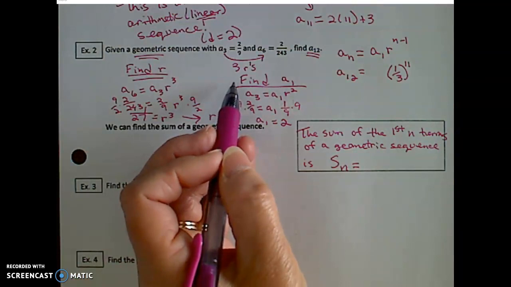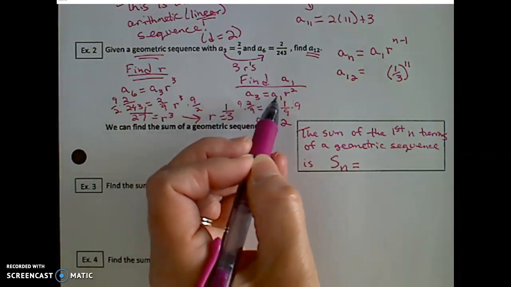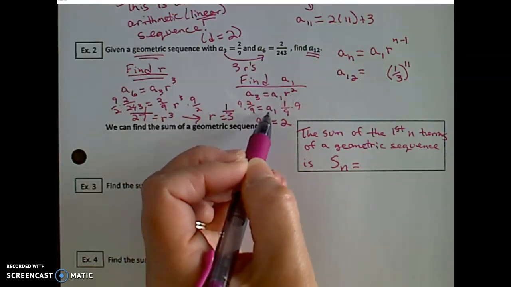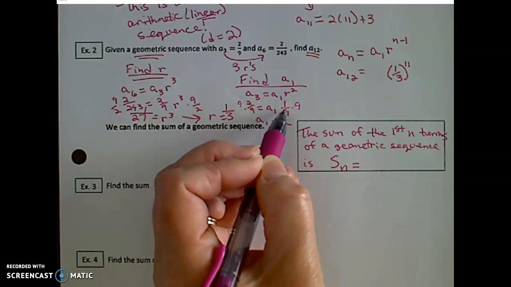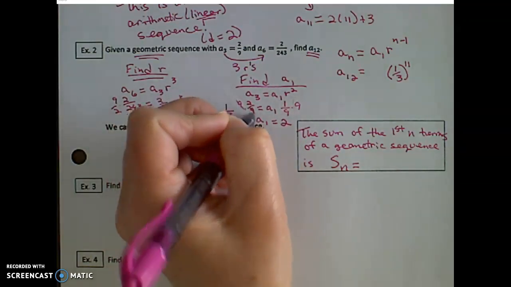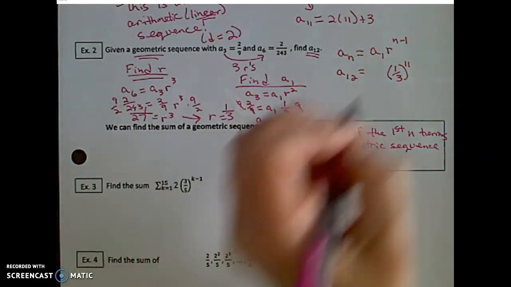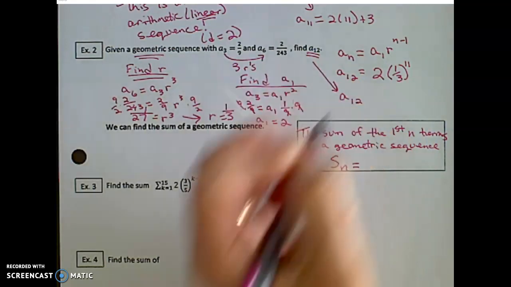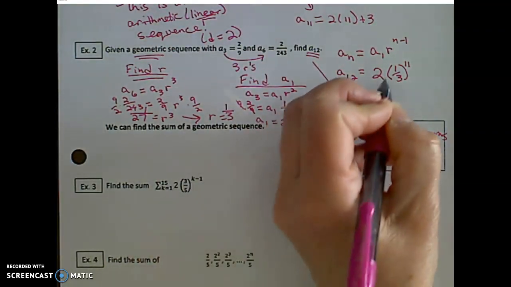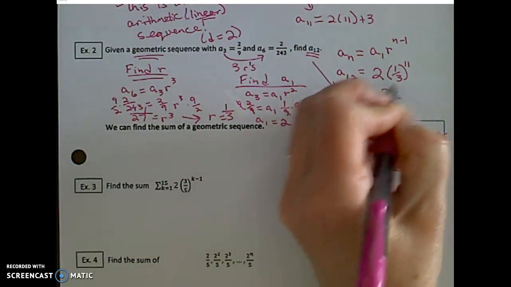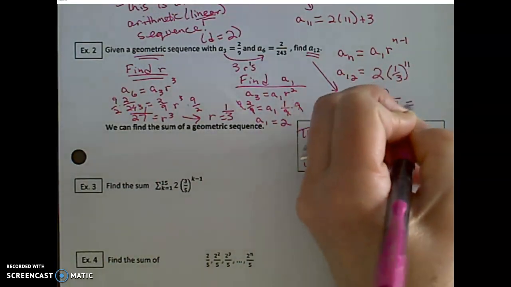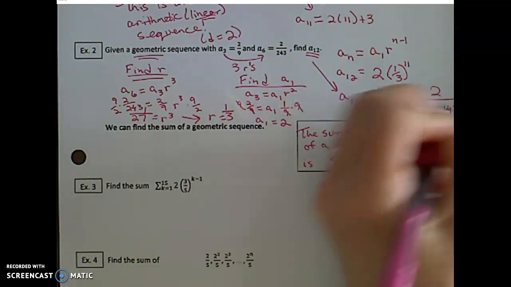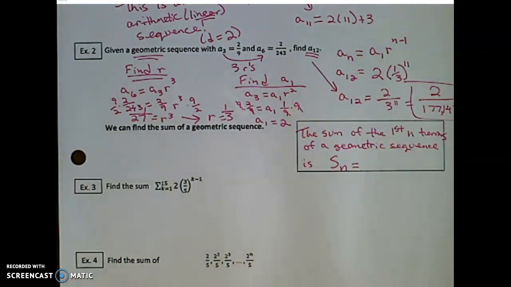Now I need to find a sub 1. Between the third term and the first term, there's 2 common ratios. So I plug in the third term is equal to a sub 1 times that ratio squared, 1/9. Multiply both sides by 9. And I get that a sub 1 is equal to 2. Let me plug that in. And that gives me the 12th term of this geometric sequence will equal, my numerator will be 2 times 1 to the 11th. My denominator will be 3 to the 11th. And I pick up my calculator and get 2 over 177,147. Easiest to keep that as a fraction.